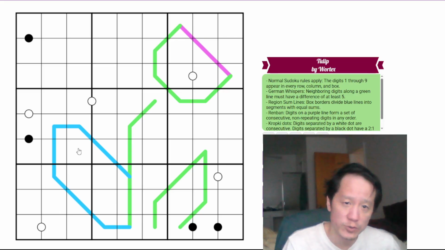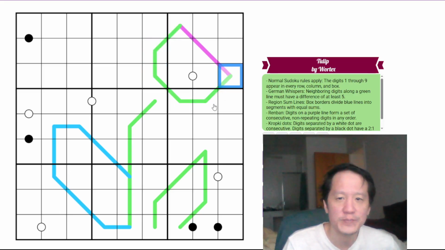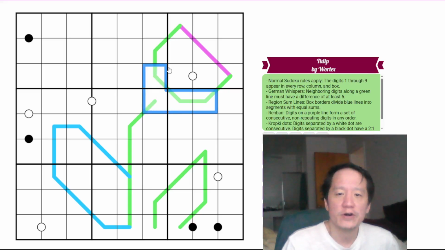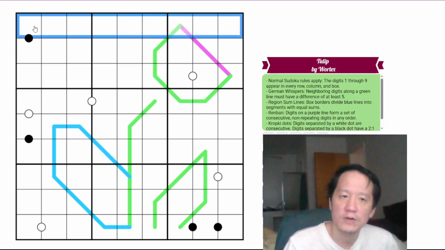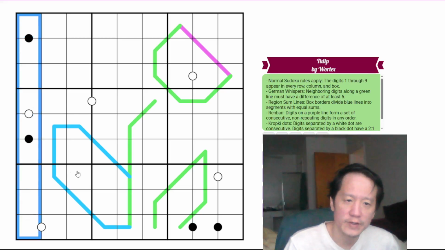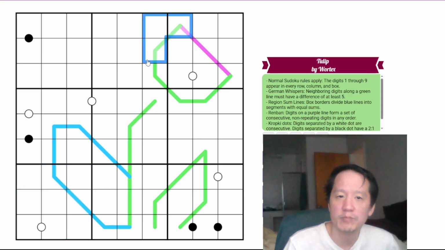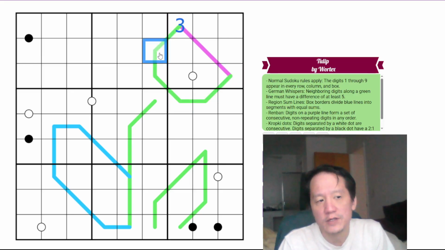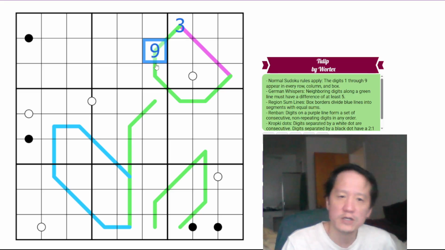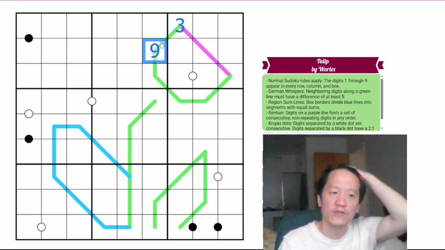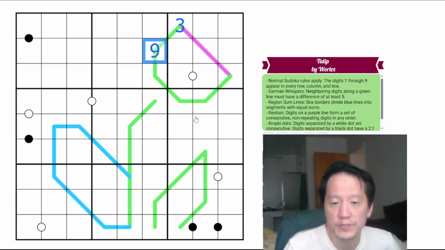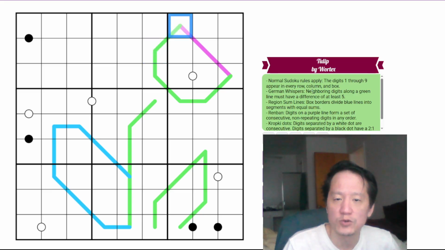And we've got a nice little tulip here actually as a drawing, which is pretty cool. Anyways, the rules are normal Sudoku rules apply. The digits 1 through 9 appear in every row, column, and box. We also have German whispers, where neighboring digits along a green line must have a difference of at least 5. So for example, if this were 3, this would have to be an 8 or a 9, because the only digits that are 5 or more away from 3 is an 8 or a 9. And that's how German whisper lines work.